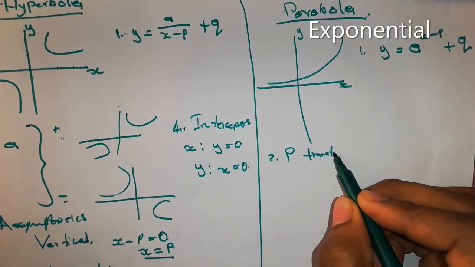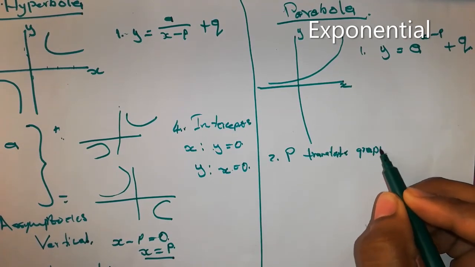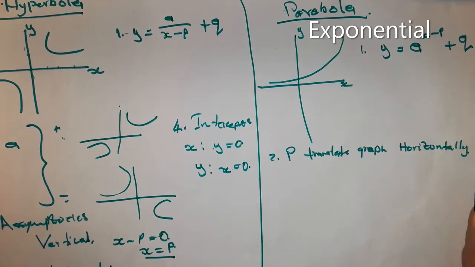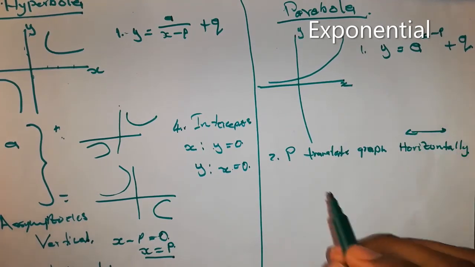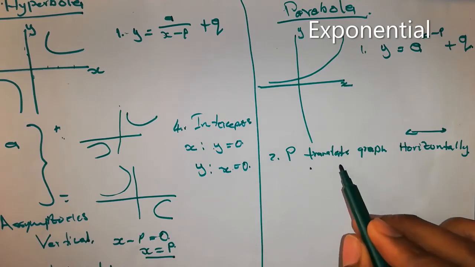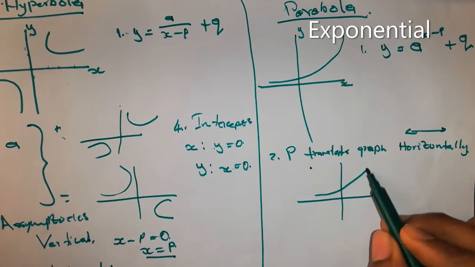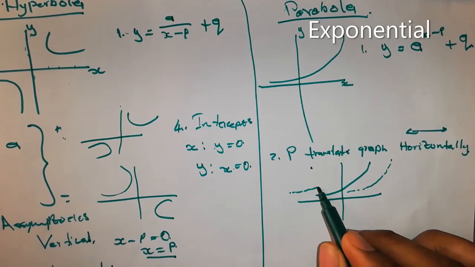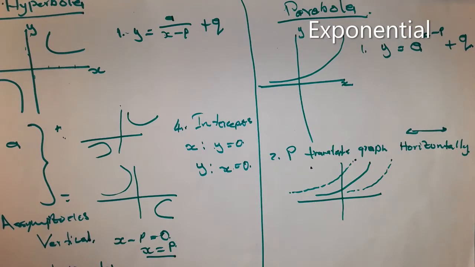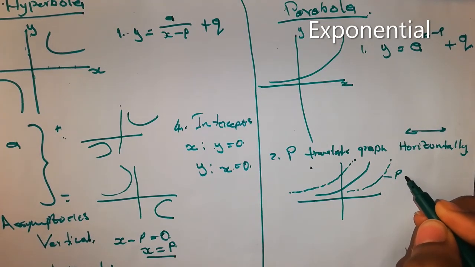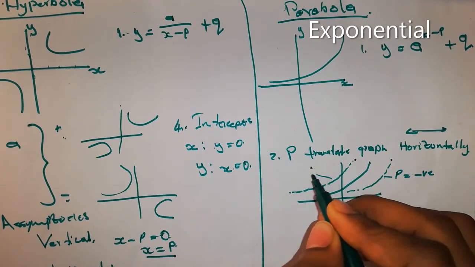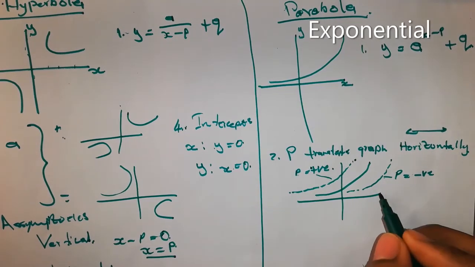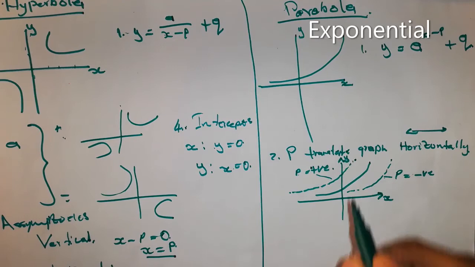P always translates your exponential graph. That means this can be to the left or to the right. For example, p can either be positive or negative. So if p is negative, your graph will shift to the right. And if p is positive, your graph shifts to the left.